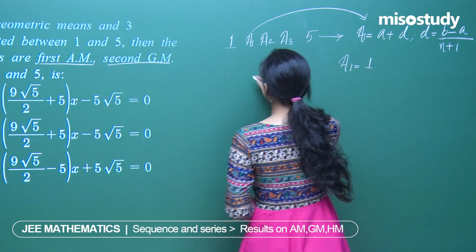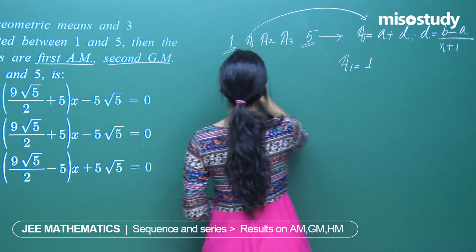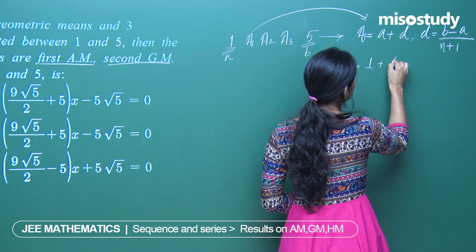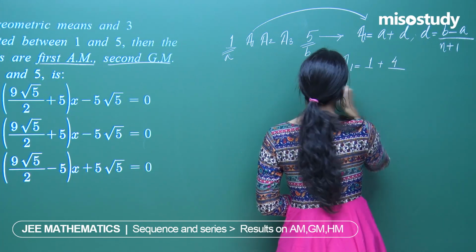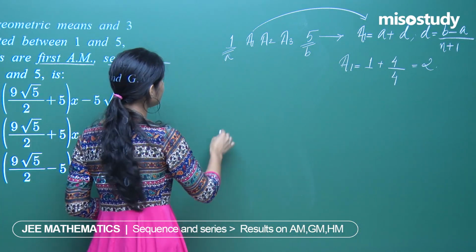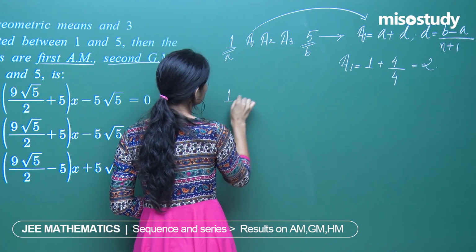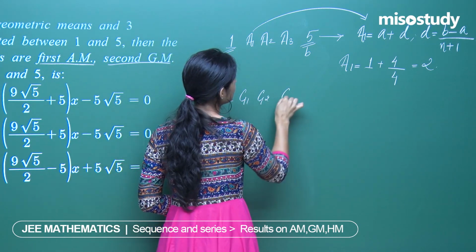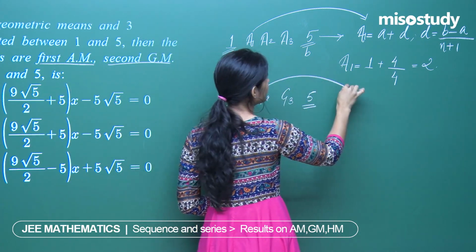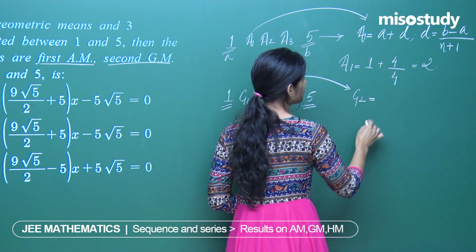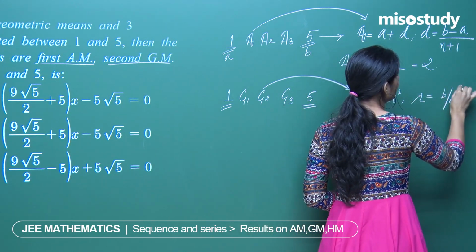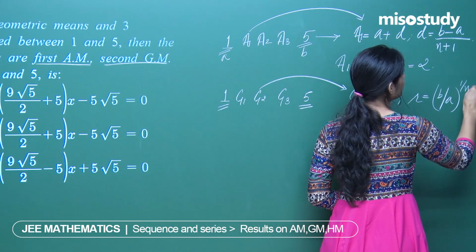A is 1, see, this is A and this is B. So 1 plus B minus A, 5 minus 1, that is 4, upon N is 3, 3 plus 1 is 4, you get 2. So 2 is the first arithmetic mean. Again, if you have 3 geometric means inserted between 1 and 5, what is the value of the second geometric mean? It is A R square, where R is B upon A to the power 1 by N plus 1.